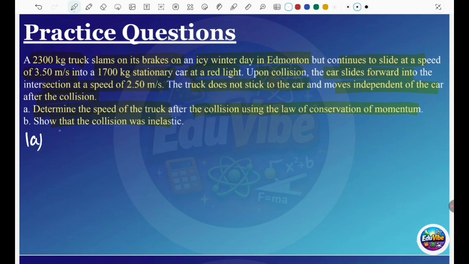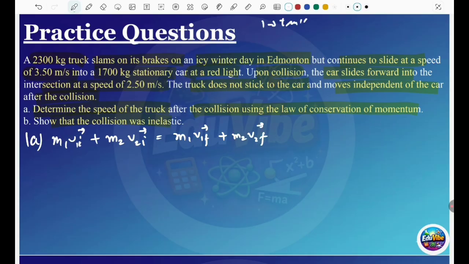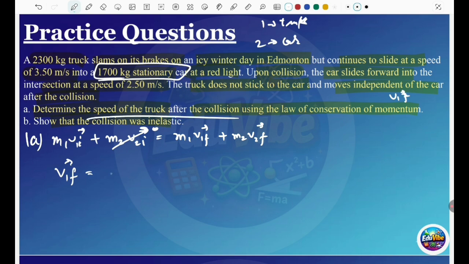You know what the formula is. So M1V1I, this is the hit and rebound thing, plus M2V2I is equal to M1V1F plus M2V2F. I take the first thing as the truck and the second thing as the car. They mentioned that the car is initially at rest, so that term goes out. Now you isolate V1F. You have to find V1F first, because for the truck we have to find it after the collision.